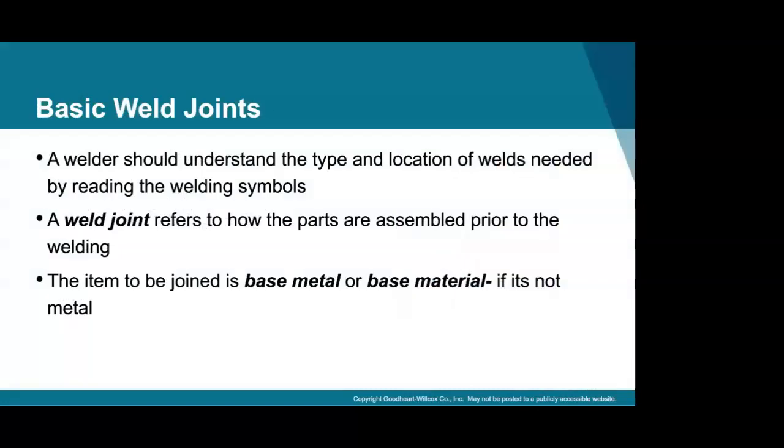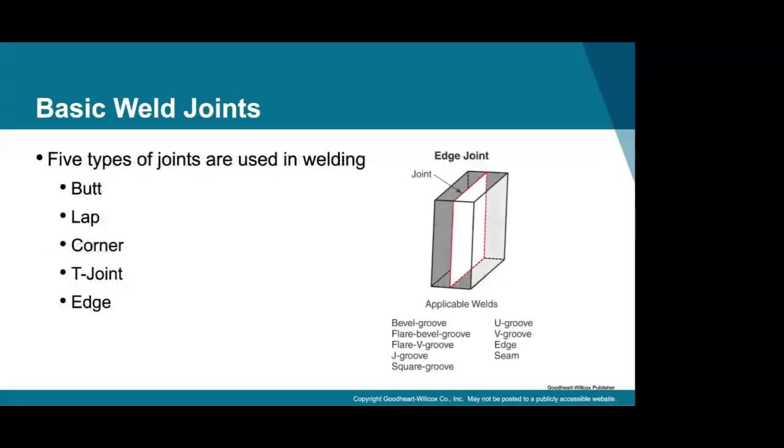Basic weld joints. A welder should understand the type and location of welds needed by reading the welding symbols. A weld joint refers to how the parts are assembled prior to the welding. The item to be joined is a base metal, or base material if there is no metal involved. The 5 basic weld joints: butt, lap, corner, T, and edge.